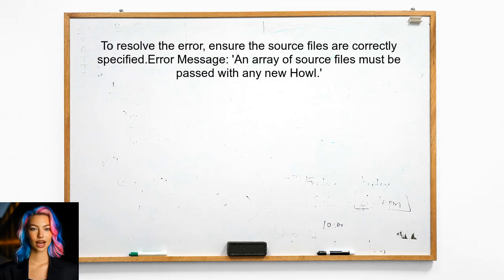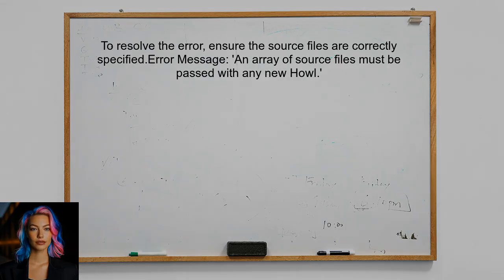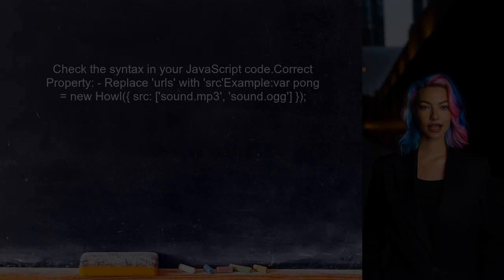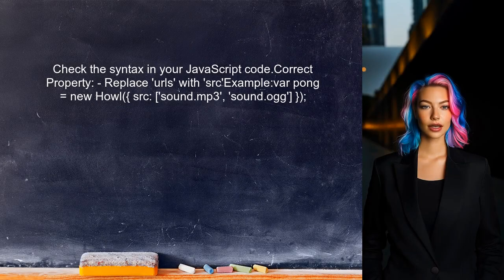To resolve the error, the user needs to ensure that the source files are correctly specified in the howl constructor. The error message indicates that an array of source files must be passed. Next, the user should check the syntax in their JavaScript code. The howl constructor requires the property src to be an array of file paths. In this case, the user should replace URLs with src.